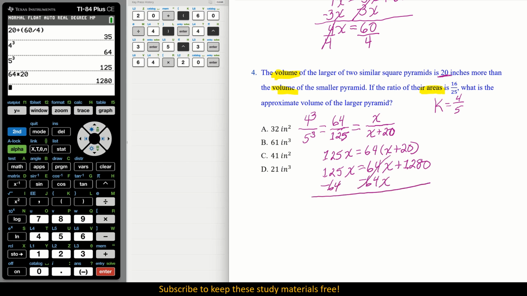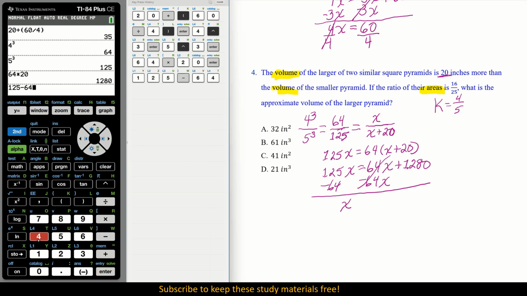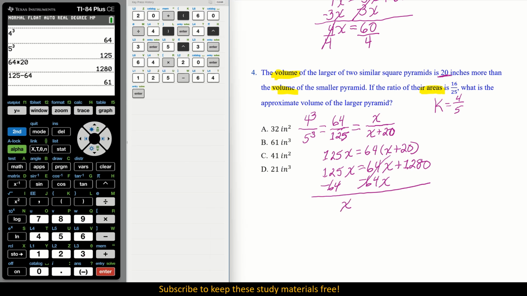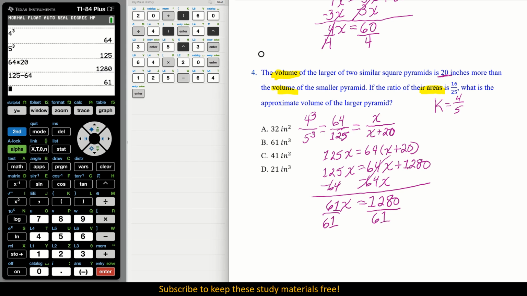Now, minus 64x on both sides. Okay, this cancels. So what does that give us? 125 minus the 64. Yes, that'll give us 61. 61x, which is equal to 1,280. Divide both sides by the 61. Of course, this cancels, and this is what we need to get the value of our x.